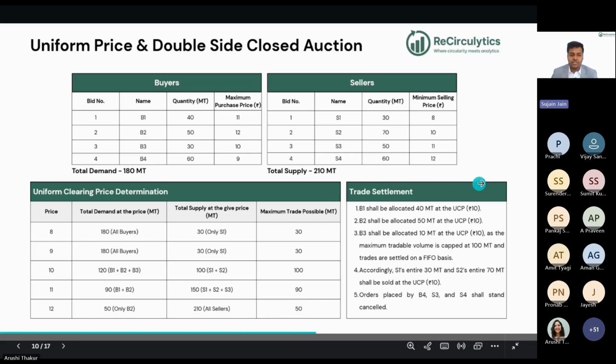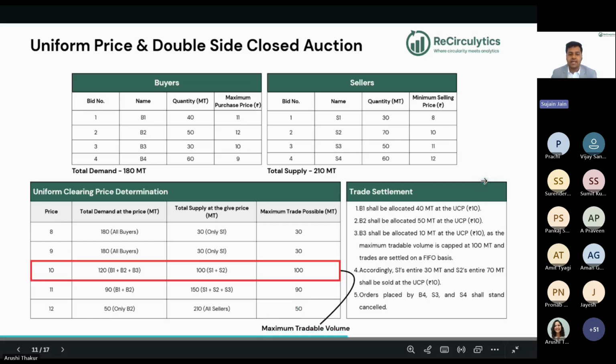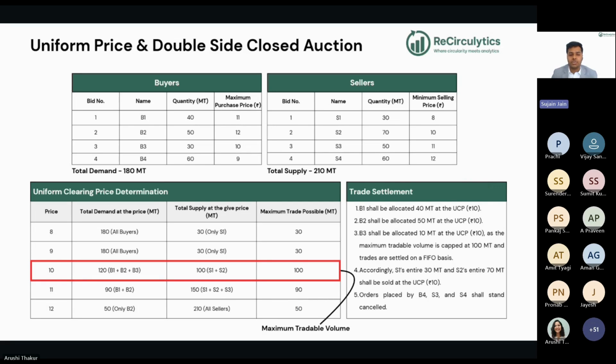So accordingly, if you see this whole price chart, you'll understand that the maximum trade that is possible is at rupees 10, because at that price there is a maximum trade possible. And this is exactly the maximum traded volume. So what will happen in this particular scenario?